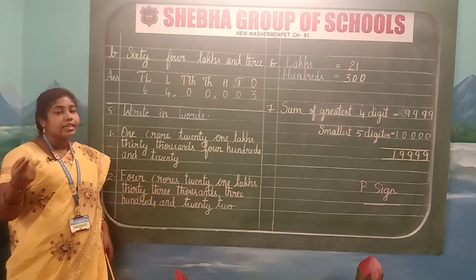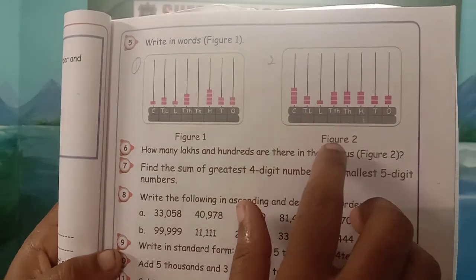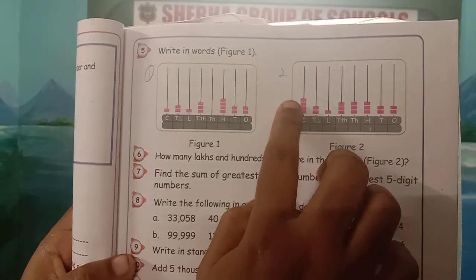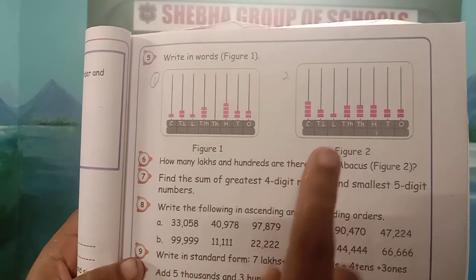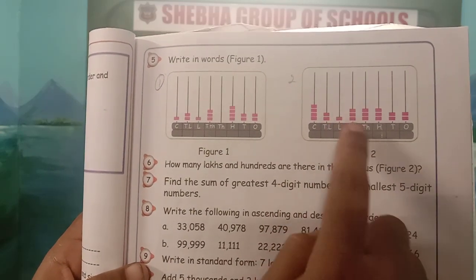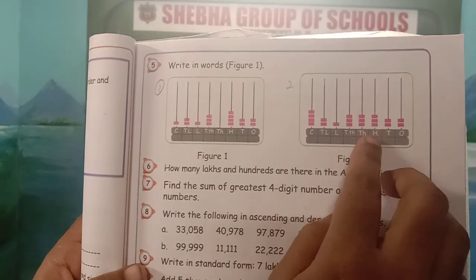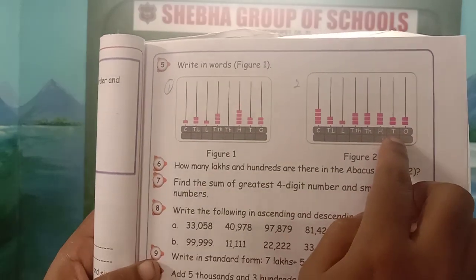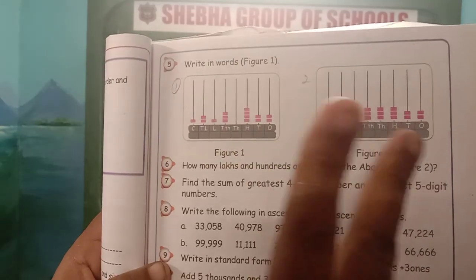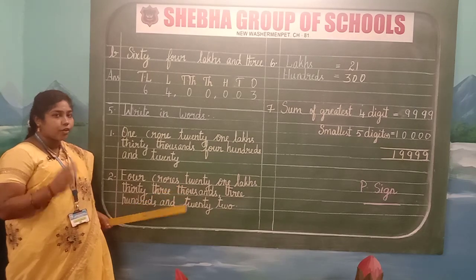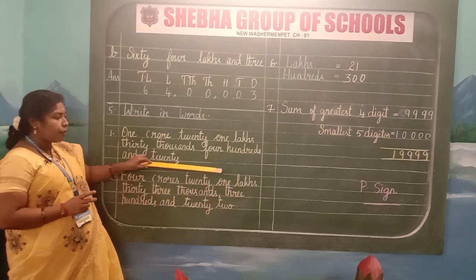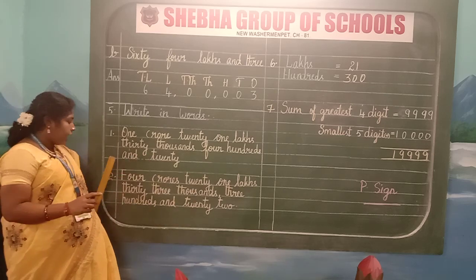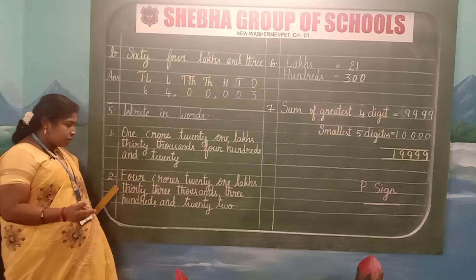Now we can see the figure 2. Students, look at the figure 2. In crores it has 4, in 10 lakhs 2, lakhs 1, 10,000s 3, thousands 3, hundreds 3, tens 2, ones 2. Students, we are going to write the number names for the figure 2. Before that, you may leave a line.